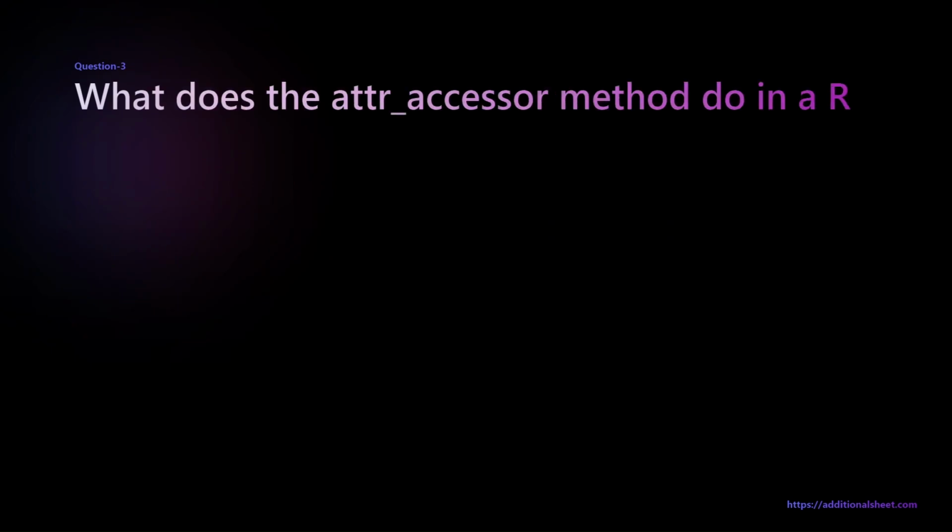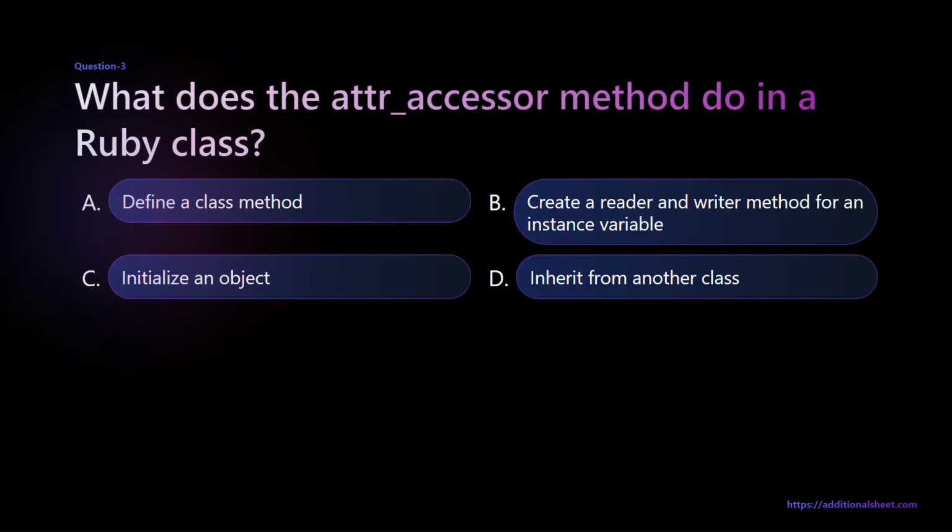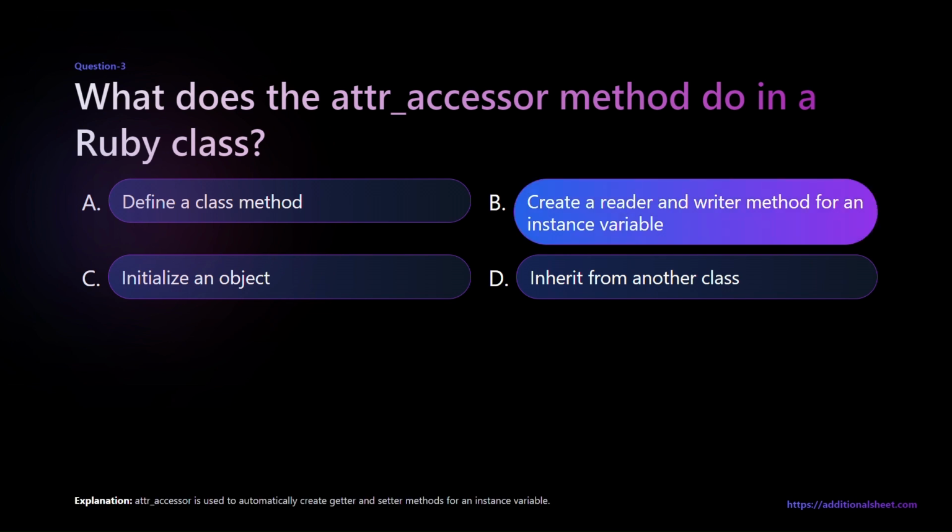What does the attr_accessor method do in a Ruby class? Option A, define a class method. Option B, create a reader and writer method for an instance variable. Option C, initialize an object. Option D, inherit from another class. The correct answer is option B, create a reader and writer method for an instance variable.